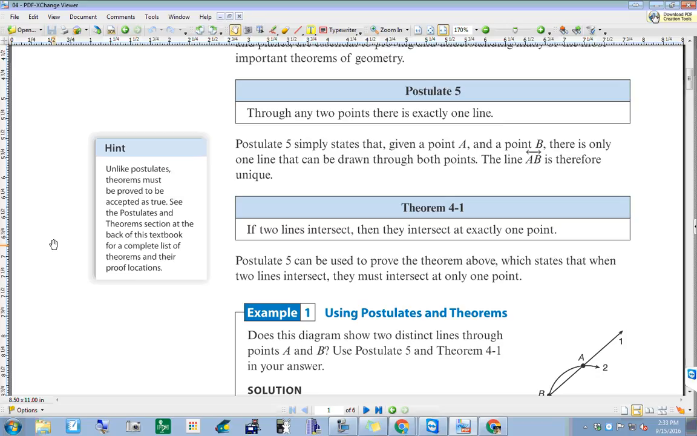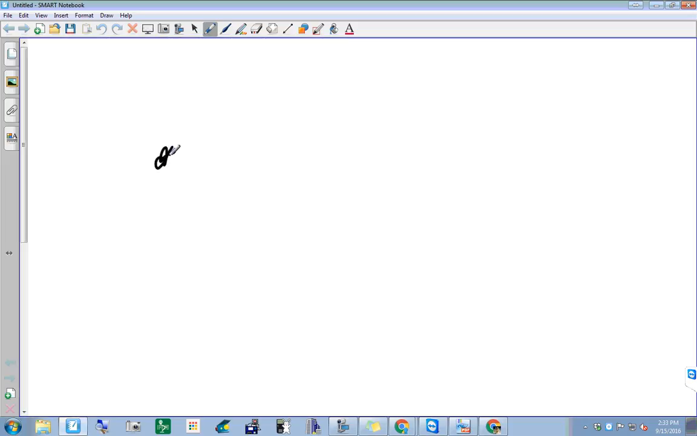Now, it says through any 2 points there is exactly one line. Is this true? Okay. Now, I want you to think about this for a second. What would happen if I do this? Here is my point, and I call that A. I got a point over here, and I call it B.